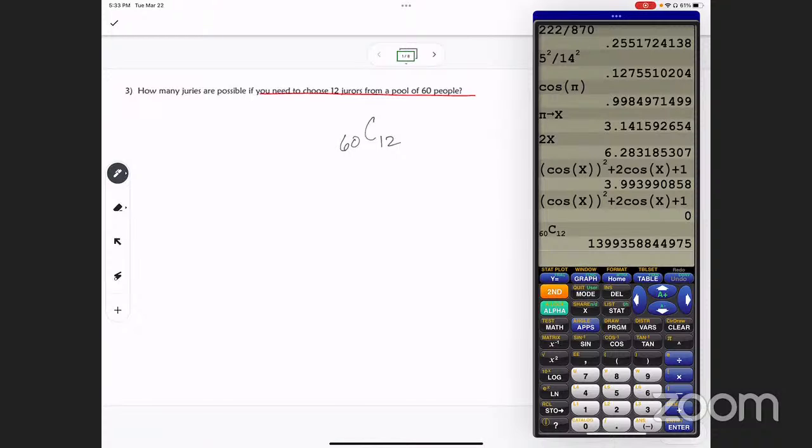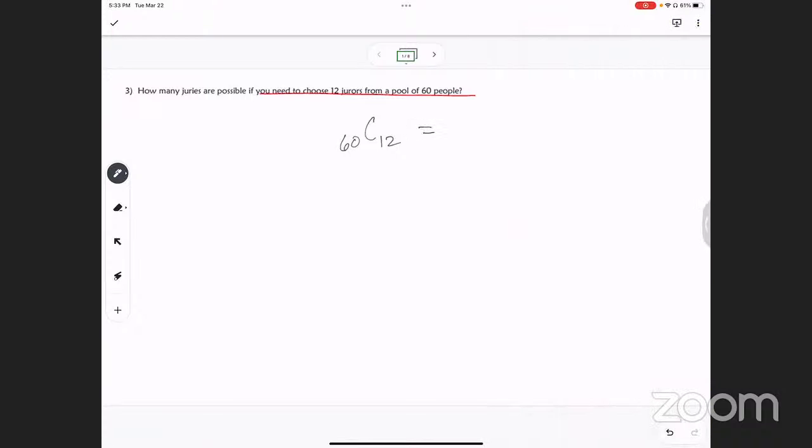How many juries? I found the formula. Yeah. So what's your formula say? Let's test that as well. For combinations, it's n factorial over r factorial times n minus r factorial. So n is 60. Yes. 60 factorial over 12 factorial times 60 minus 12, so 48 factorial. Is that in the bottom? Yeah. And here the factorial sign is outside the parentheses, but I don't know if that matters.